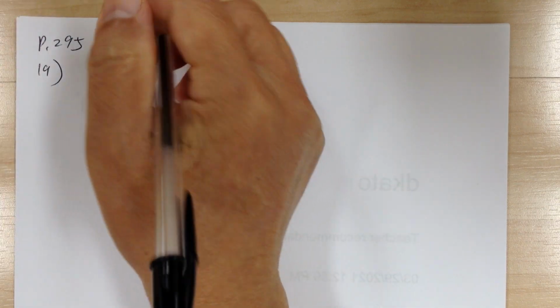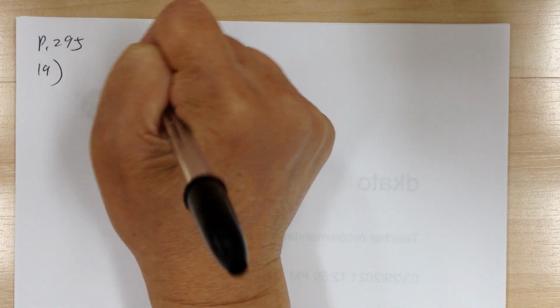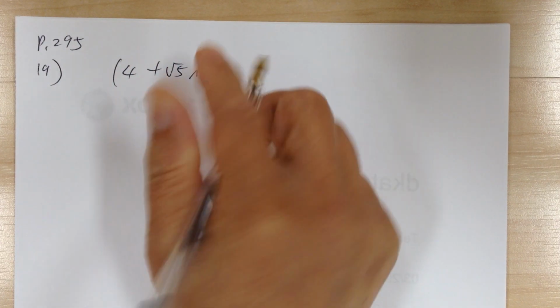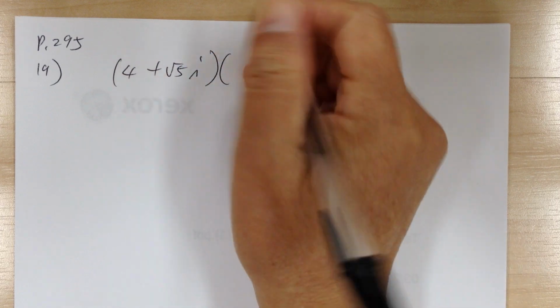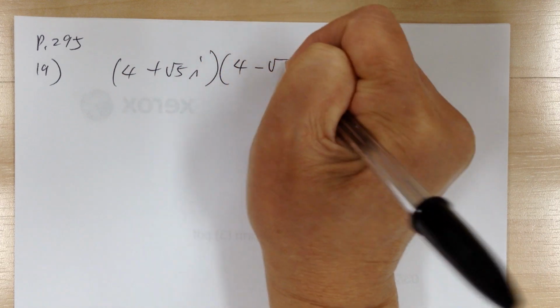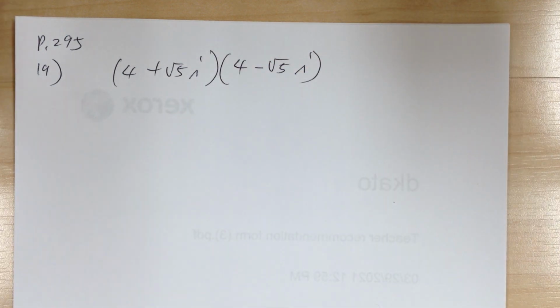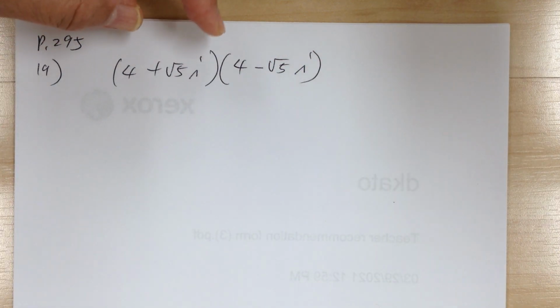Okay, number 19. You have 4 plus square root of 5i. Again, notice I put i in the back, so you always want to do that. You got 4 minus square root of 5i. Okay, so this is the conjugate. So you multiply conjugate, the O and the I will cancel out. So all you have to do is do the F and L.